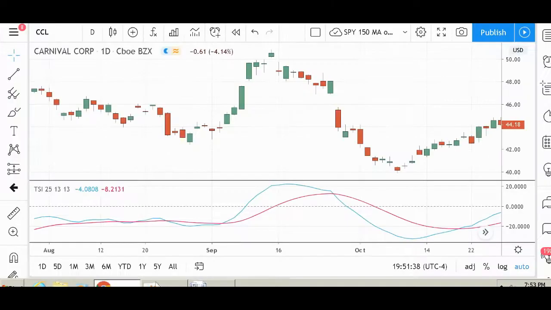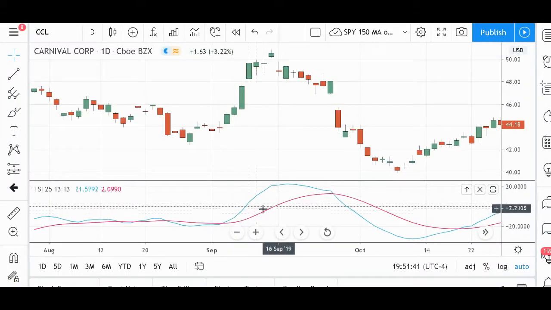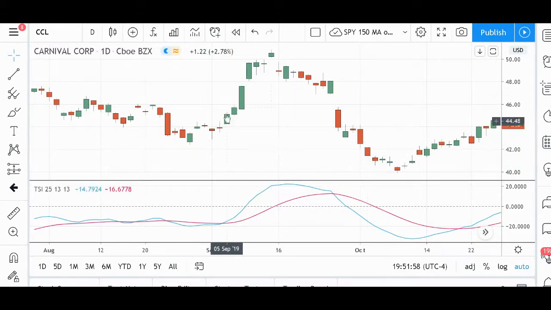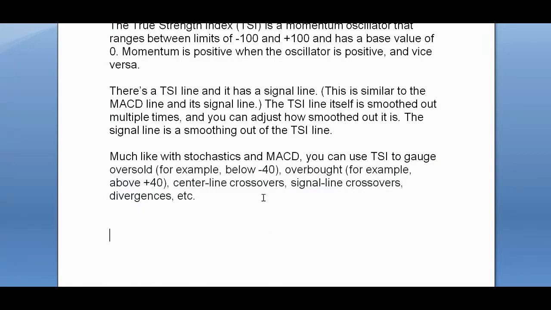Then divergences. If you've got the TSI line or the signal line, either one, going in one direction, but the candlesticks are going in a different direction, you might think that perhaps the TSI line is telling the truth, so to speak. Maybe the candles are trying to deceive you. On the other hand, sometimes people say the price doesn't lie, right? So you can believe whichever one you want. Sometimes people talk about RSI divergences, and I have videos on those, where the price goes in one direction but the RSI line goes in a different direction. Those are some ways to consider using it.